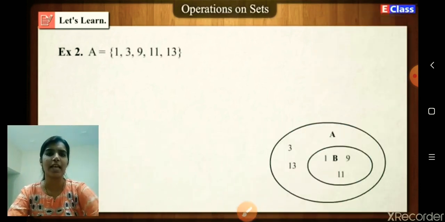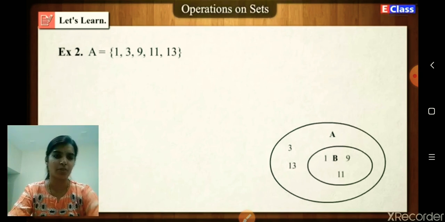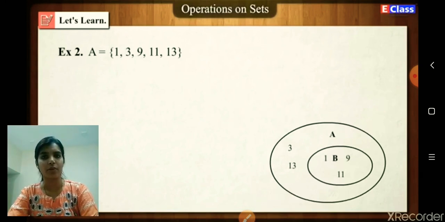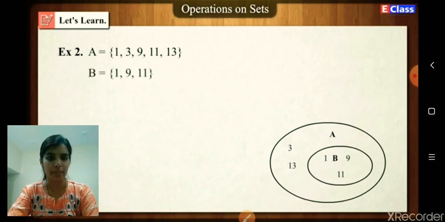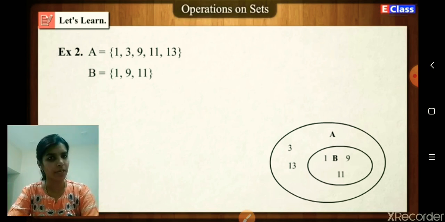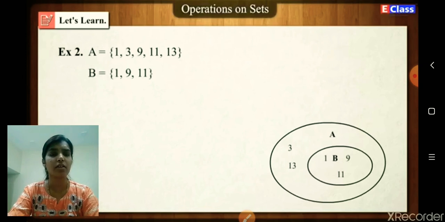Here A is given to you as 1, 3, 9, 11, 13. So we have drawn A as 1, 3, 9, 11, 13. And set B is given as 1, 9, 11. That means all elements of B are present in A. So in this case we say that B is a subset of A. Subset, that means, as I taught you in the previous video, all elements of B are present in A. So our B is a subset of A.